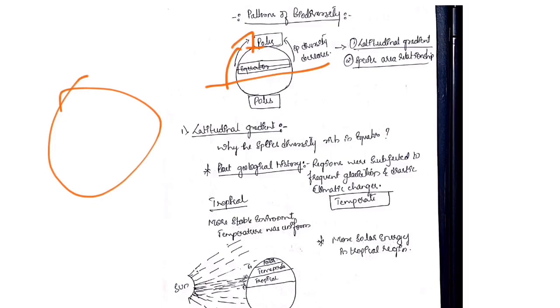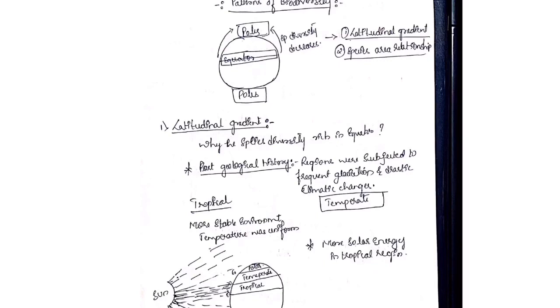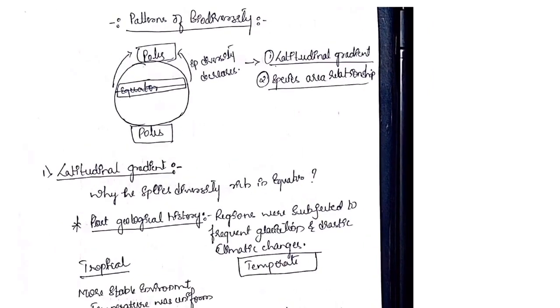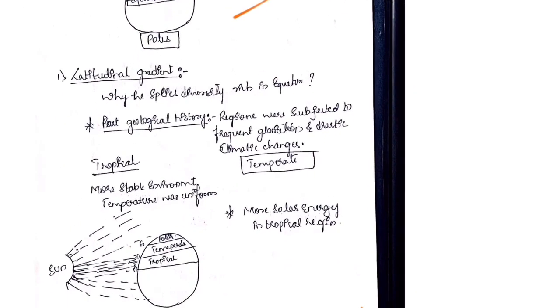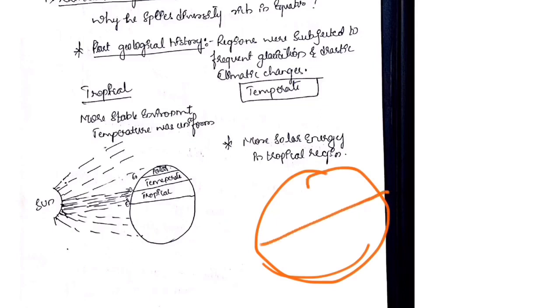Why this variation? This variation is mainly because of two main reasons that can be studied under two headings: latitudinal gradient and species-area relationship. So what does the latitudinal gradient tell us? It tells why species diversity is rich in the equatorial region. So this is the equator, this is the tropical, this is temperate, and this one is polar.